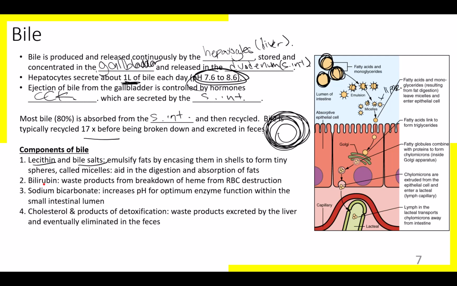Bile also contains bilirubin, which is a waste product from the breakdown of red blood cells. It also contains sodium bicarbonate, which increases the pH of contents in the small intestine for optimal function. And it also contains cholesterol and products of detoxification.